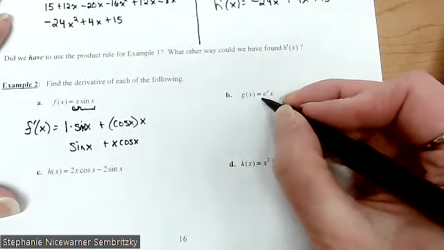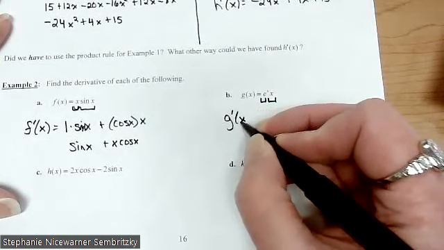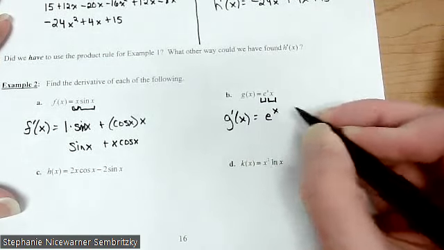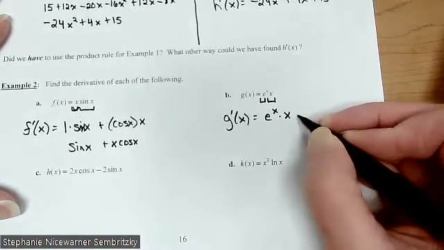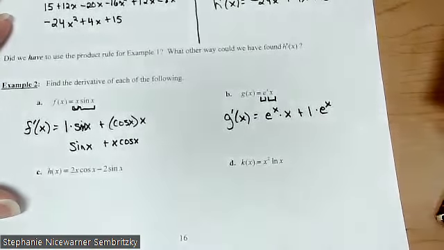This next one, I have e to the x times x. So the derivative of e to the x is e to the x times x, plus the derivative of x times e to the x.